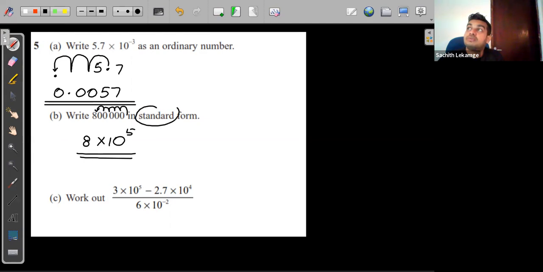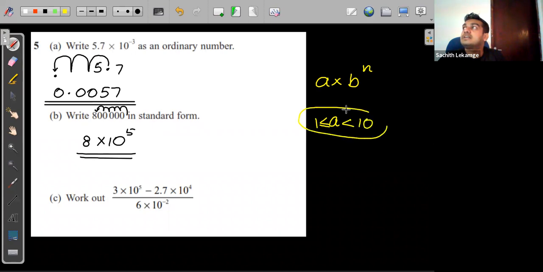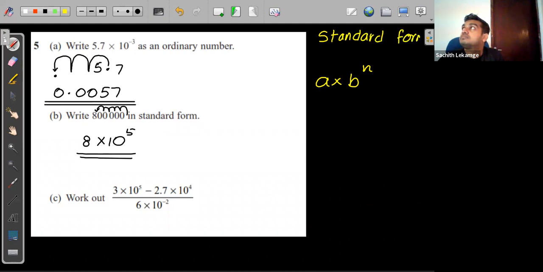When the standard form is what? What is standard form? A into 10 to the power N. A should be equal to or bigger than 1 but smaller than 10. This is the condition. If you need, write this down. Standard form. This A can be equal to 1 but smaller than 10. Right?